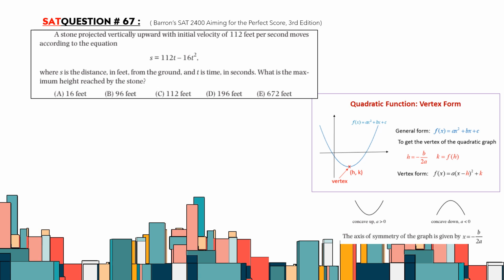A stone projected vertically upwards with initial velocity of 112 feet per second moves according to the equation s equals 112t minus 16t squared, where s is the distance in feet from the root and t is time in seconds. What is the maximum height reached by the stone?